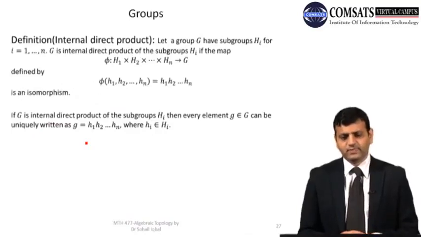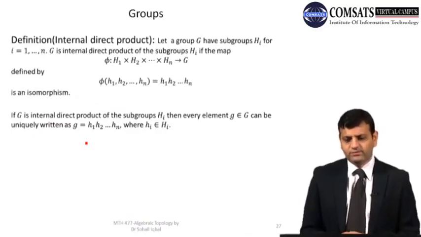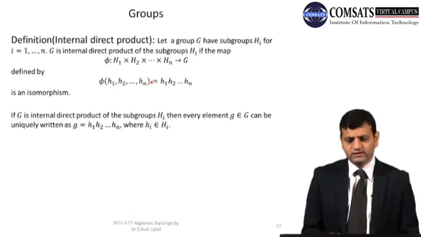Internal direct product. So let a group G have subgroups Hi, then G is the internal direct product of the subgroups Hi if the map phi from H1 cross H2 up to Hn to G defined by this simple multiplication is an isomorphism. So if G is the internal direct product of the subgroups Hi, then every element of G can be written uniquely as g equal to h1, h2, up to hn, where hi belongs to capital Hi. So we will see many examples of this internal direct product in our course later on.